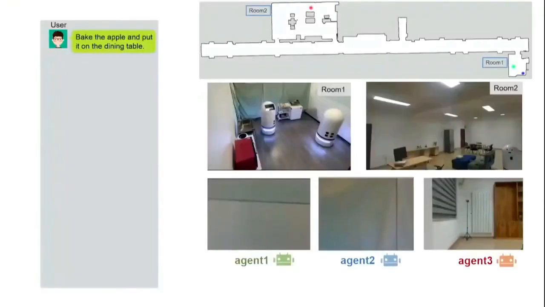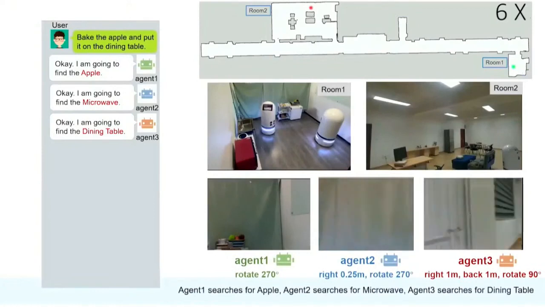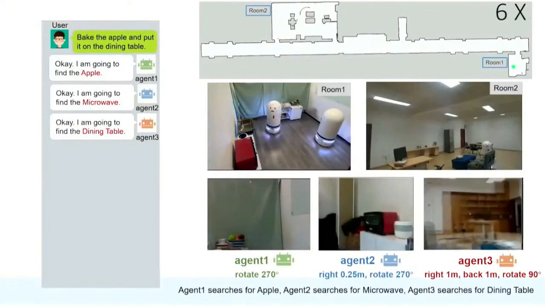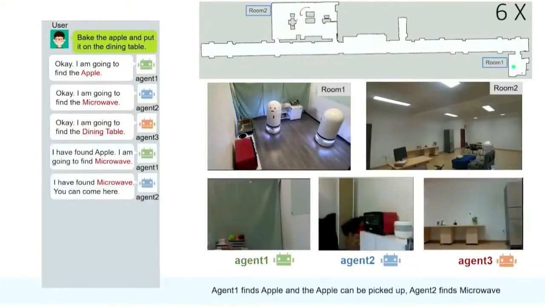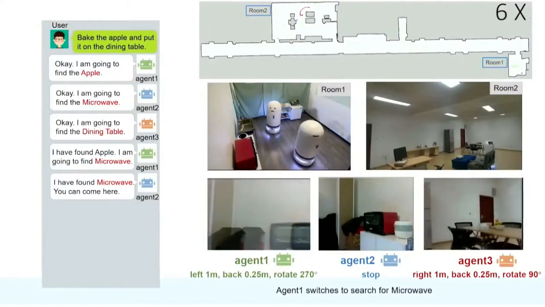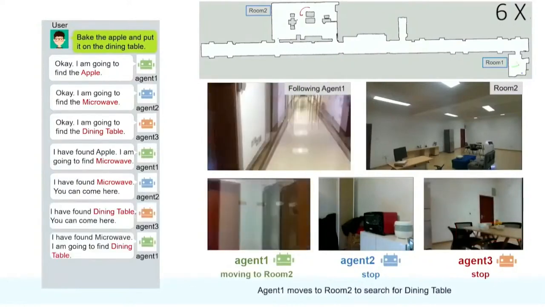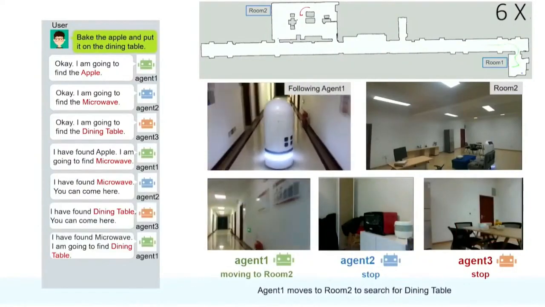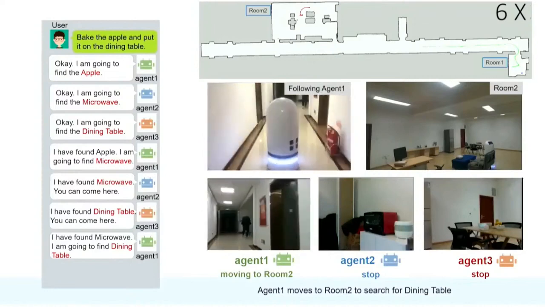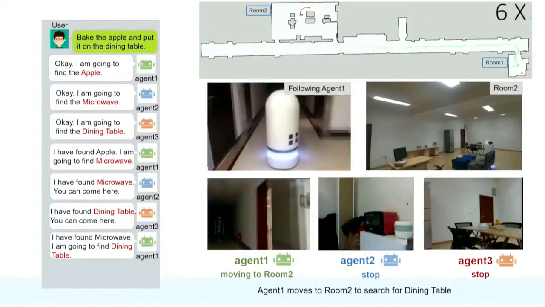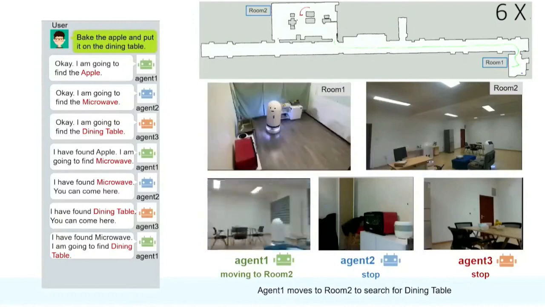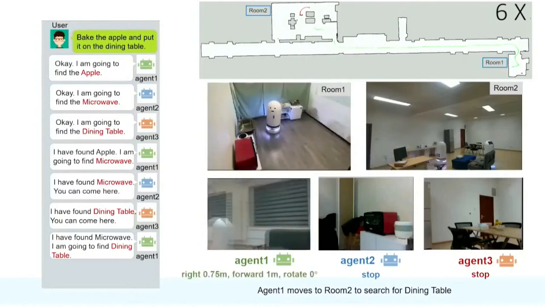In the hard setting, the instruction is bake the apple and put it on the dining table. The microwave is inferred to be the receptacle. After they find the apple and can put it in the microwave, agent 1 needs to put the apple on the dining table, and it knows from agent 3 that the table is in another room. Then it goes to another room to find the dining table.